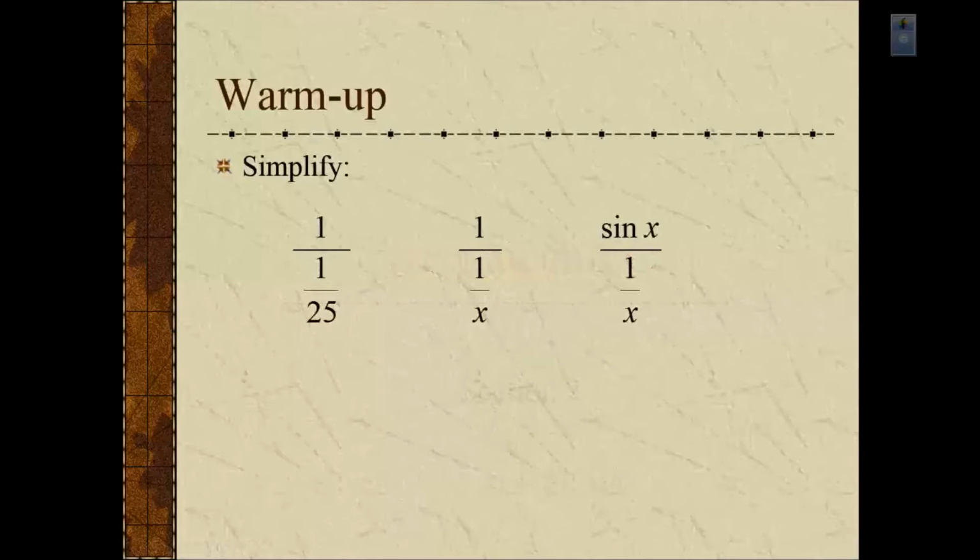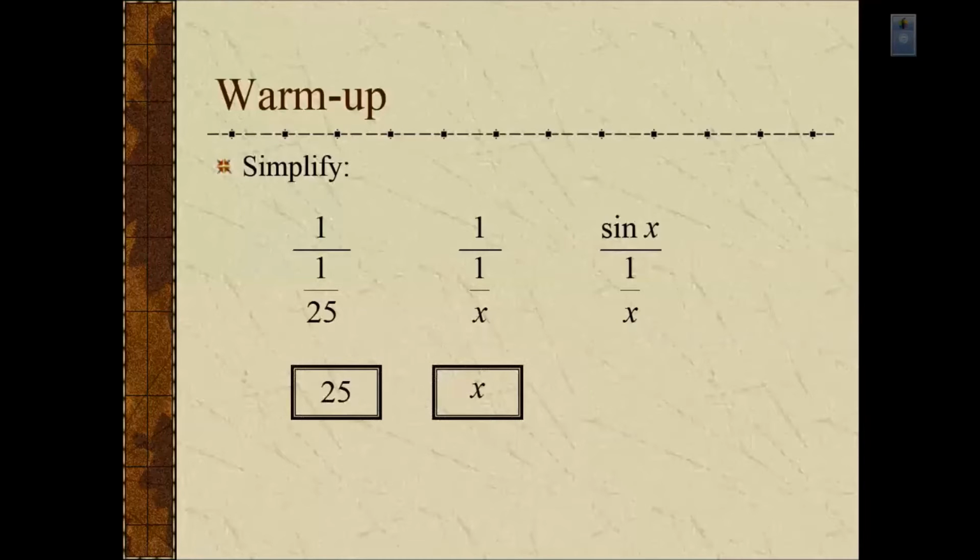All right, let's go over the solutions here. 1 divided by 1/25 is in fact just equal to 25. That should have been pretty easy for you. 1 divided by 1 over x, if we flip and multiply, that's multiplied by the reciprocal of 1 over x. That's 1 times x over 1. So again, this simplifies to simply x.